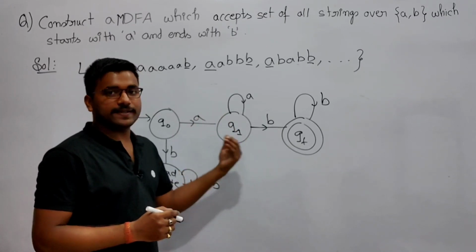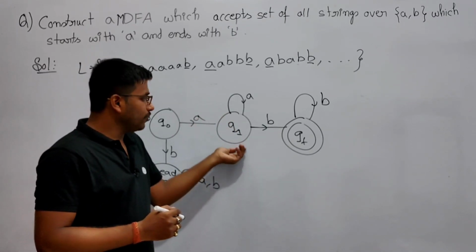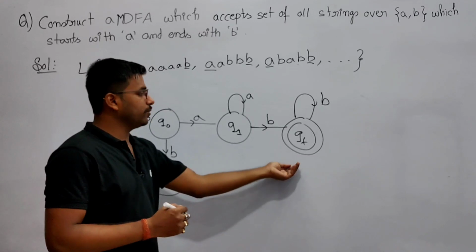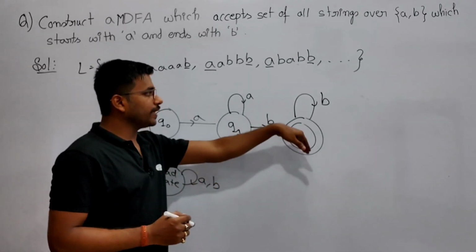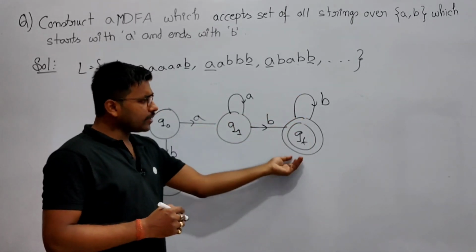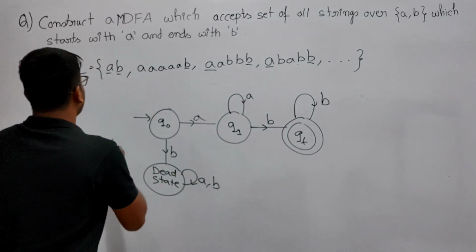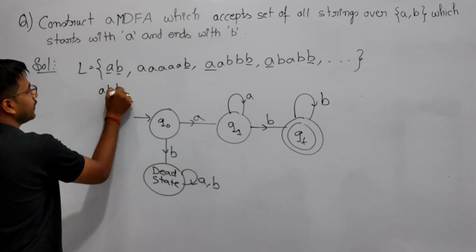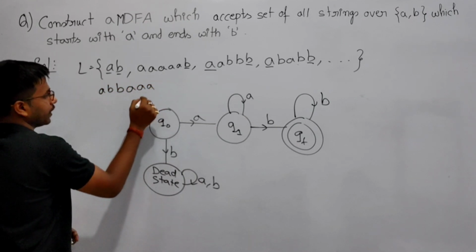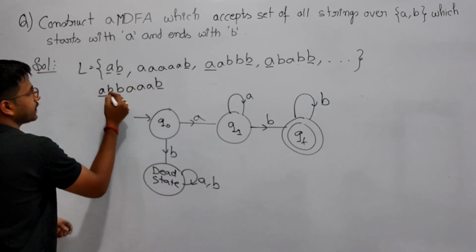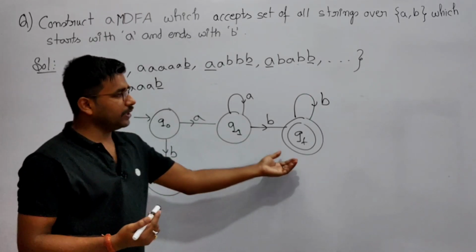Now if getting B, it is assuming that this may be the last B, so it is going there, you have accepted. Now after getting B, you are there only. Now if you get A, it's no more ending with B. Like you get A, then any number of B, then again A, then any number of A, then again B, like this kind of string. So when you got B, you are here.